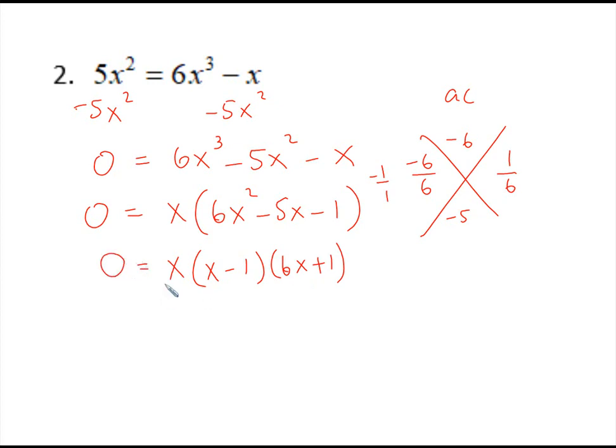equals 0. And remember, any factor with an x, we have to set it equal to 0. So x equals 0, x minus 1 equals 0, and 6x plus 1 equals 0. So x equals 0 is one solution. We have that one. So add 1 to both sides. X equals 1 over here. Minus 1, then divide by 6. So negative 1 over 6. So these three are your solutions right here. Okay?